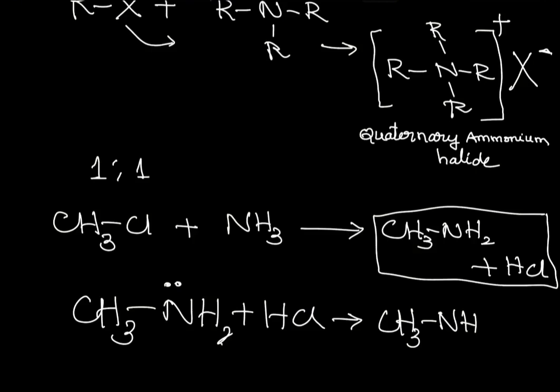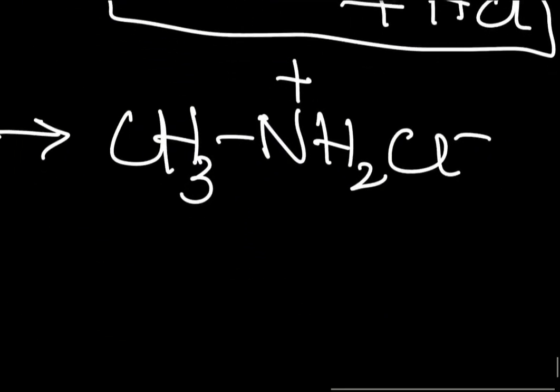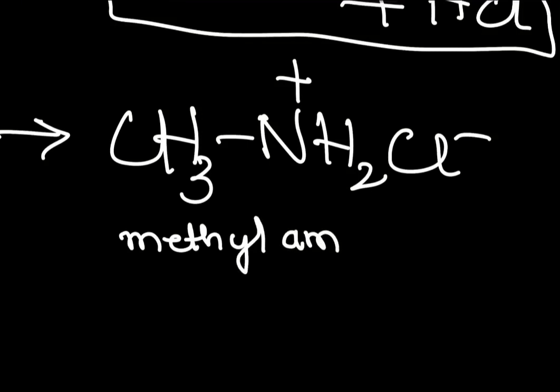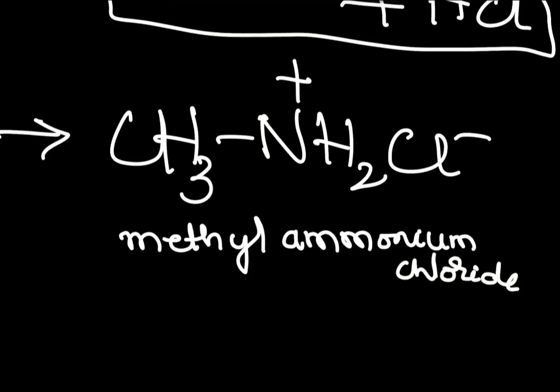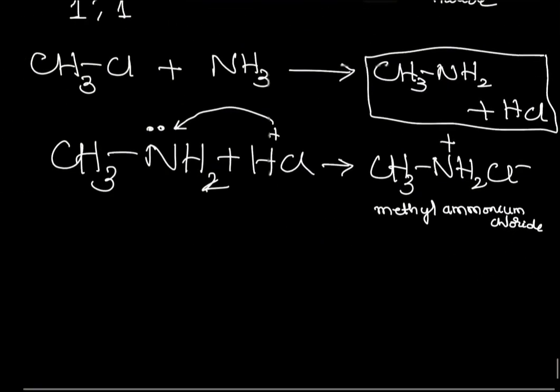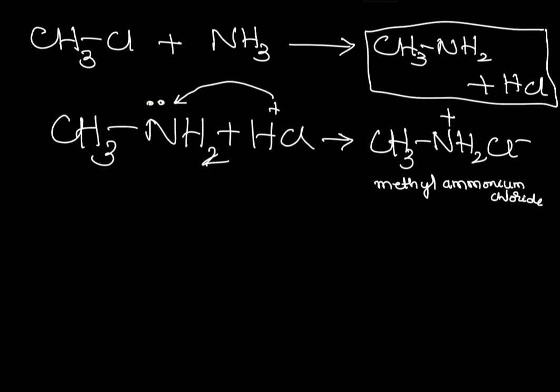So now this H plus comes over and forms a bond. It forms NH3 plus and Cl minus. This compound is called methyl ammonium chloride. So this is how the methanamine exists in hydrochloric acid. Suppose you want to get the free amine, take this compound and heat it with a base.